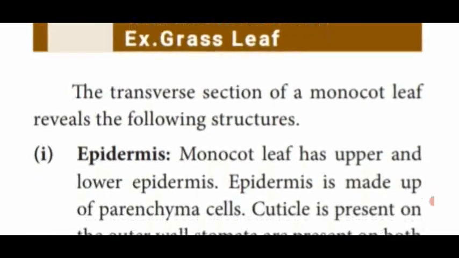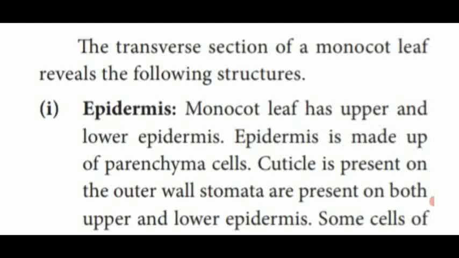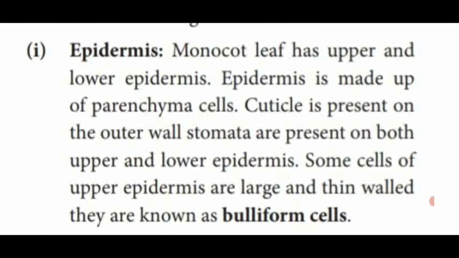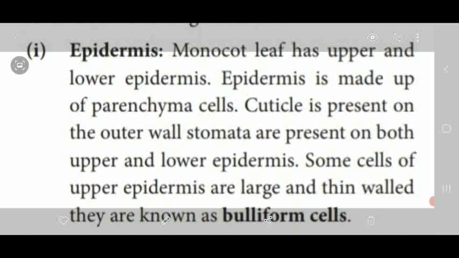Now we are going to see the transverse section of monocot leaf. The same as before, the first one is the epidermis. Here also the epidermis is differentiated into upper epidermis and lower epidermis. The epidermis is also made up of a single layer of closely packed parenchymatous cells. Both the upper epidermis and the lower epidermis are covered by the cuticle region. Stomata are also present in both upper epidermis and lower epidermis, but the number may vary.